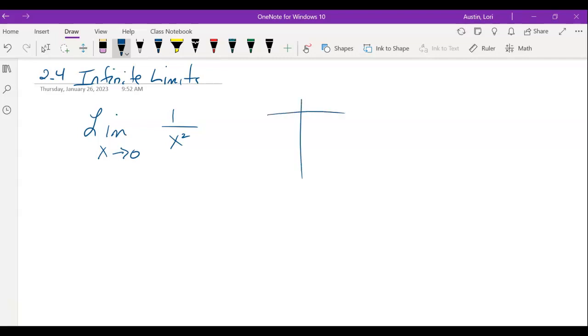So maybe we'll start large. Well, if x were 2, what do I get? Remember, f of x equals 1 over x squared. So what happens when x is 2? I get what? 1/4. Okay, I'm going to get closer to 0. What happens when x is 1? Okay, I'm going to get closer to 0. So what happens when x is a half?